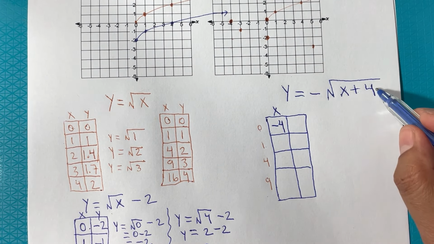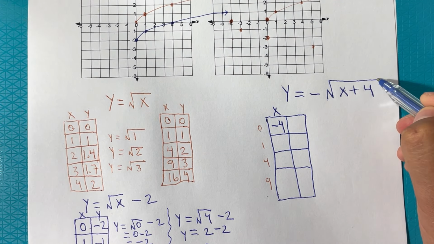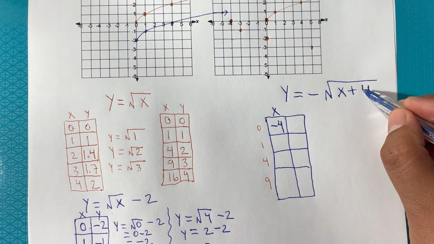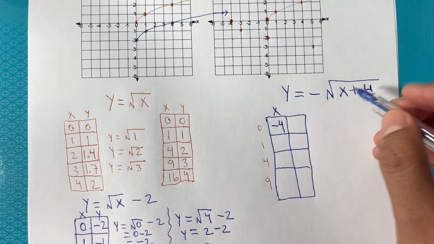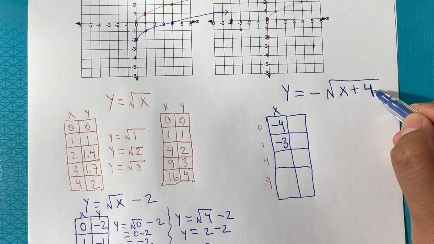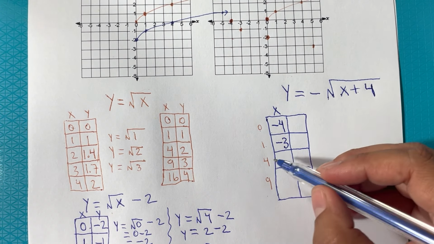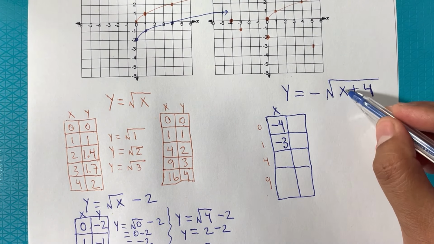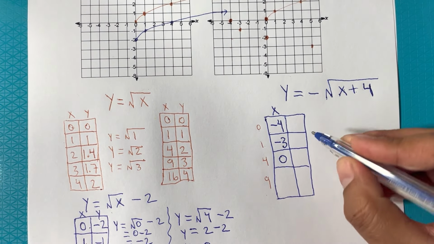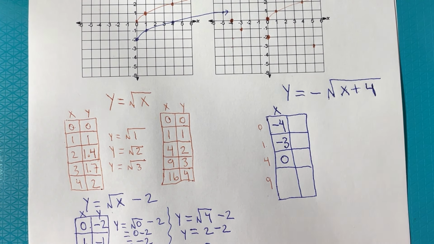Because -4 plus 4 will give me that 0 that I need underneath the square root. If I need a 1, well, 4, I need to subtract 3. So -3 will be the value of x. -3 plus 4 is going to be 1. If I need a 4, well, 0 plus 4, so the value for x needs to be 0. That way, when I replace, 0 plus 4 will be 4.